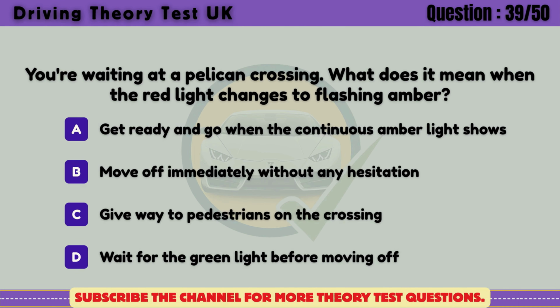Question 39. You're waiting at a pelican crossing. What does it mean when the red light changes to flashing amber? Option A. Get ready and go when the continuous amber light shows. B. Move off immediately without any hesitation. C. Give way to pedestrians on the crossing. D. Wait for the green light before moving off.